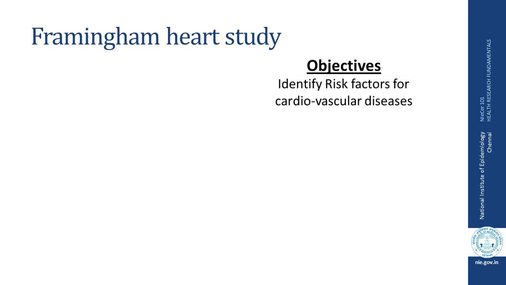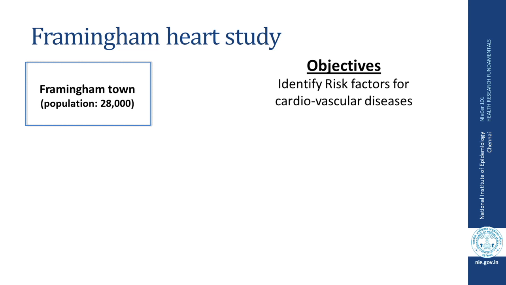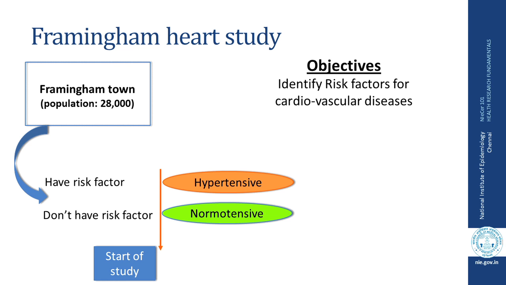First example is of Framingham heart study, which is one of the oldest cohort studies initiated in 1940s. The objective of this study was to identify risk factors for cardiovascular diseases. This study was conducted in a town of Framingham, which had a population of about 28,000. A sample of this population was then divided into two based on those having a risk factor and those not having the risk factor. And the investigators considered several risk factors, one of which was hypertension.